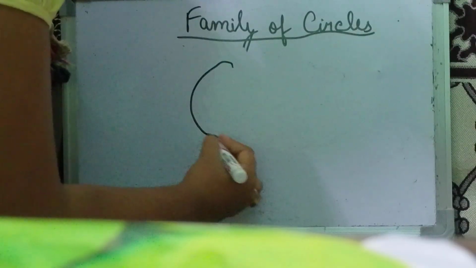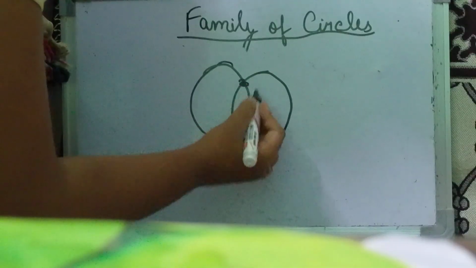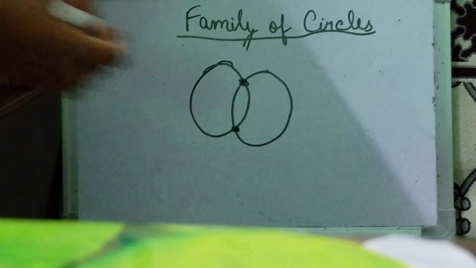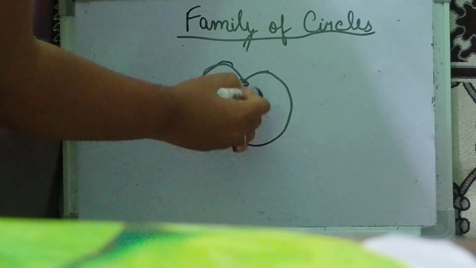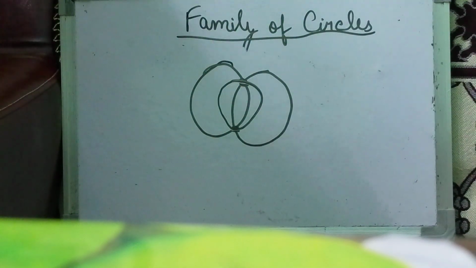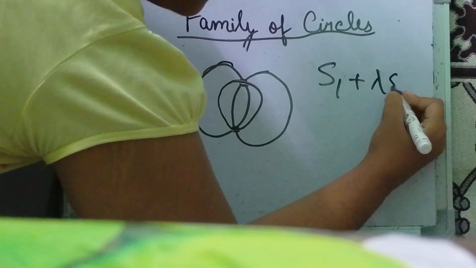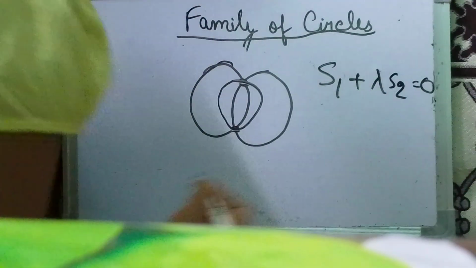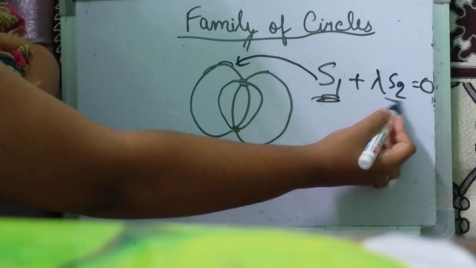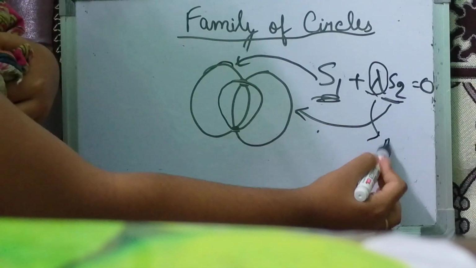So mainly two circles will be intersecting with one another at 2 points, and we have to find the equation of all the circles through those 2 points. That is represented as S1 plus lambda S2 equals 0, where S1 is the equation of this circle and S2 is the equation of this circle, and lambda is a parameter.